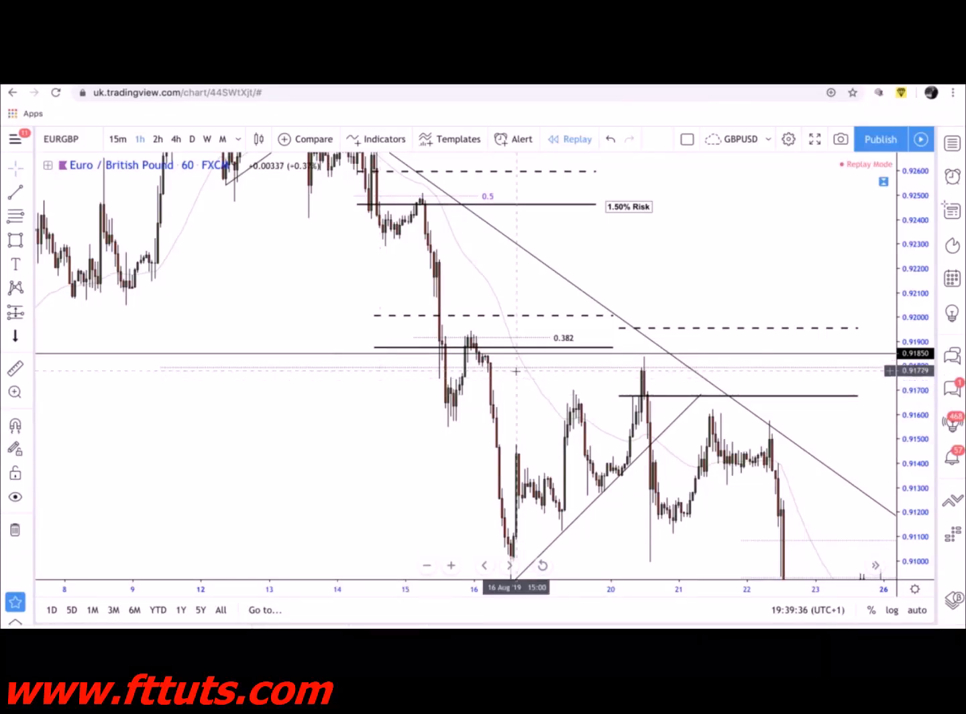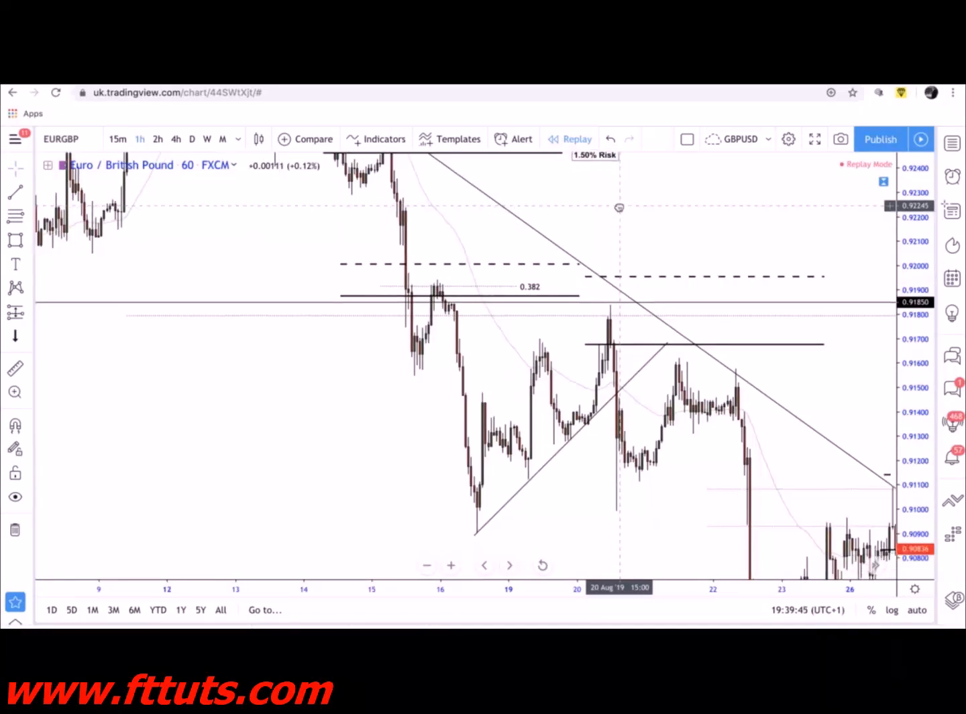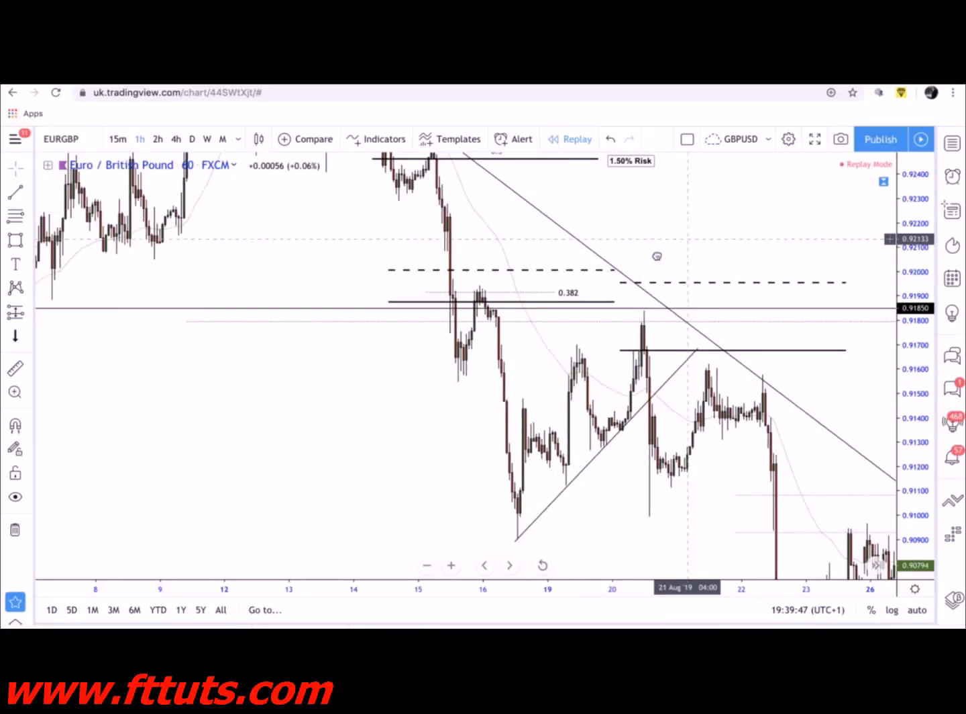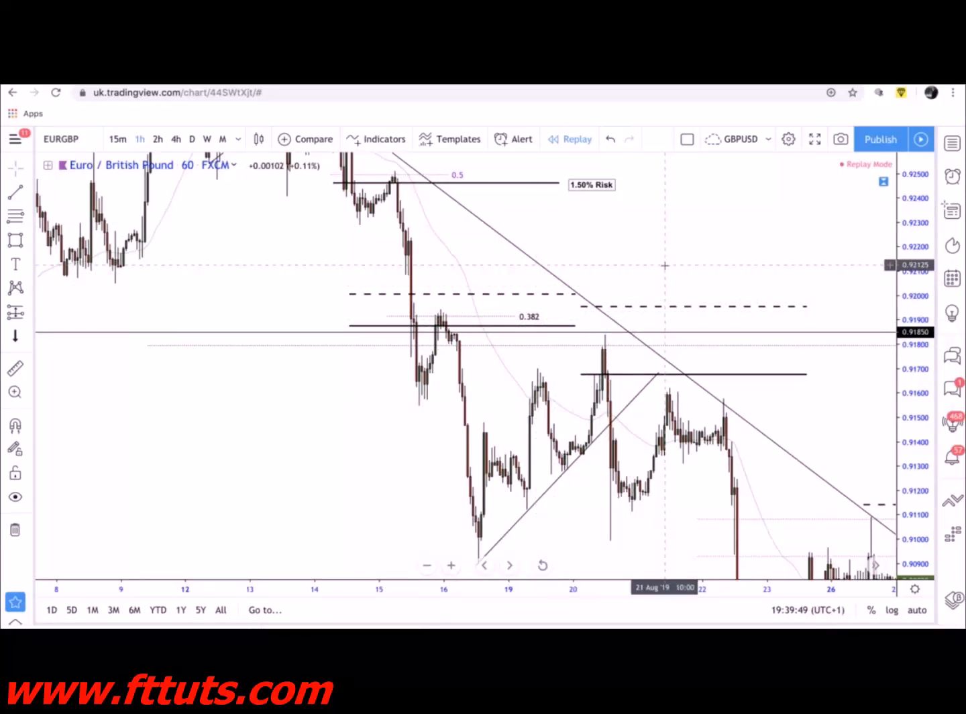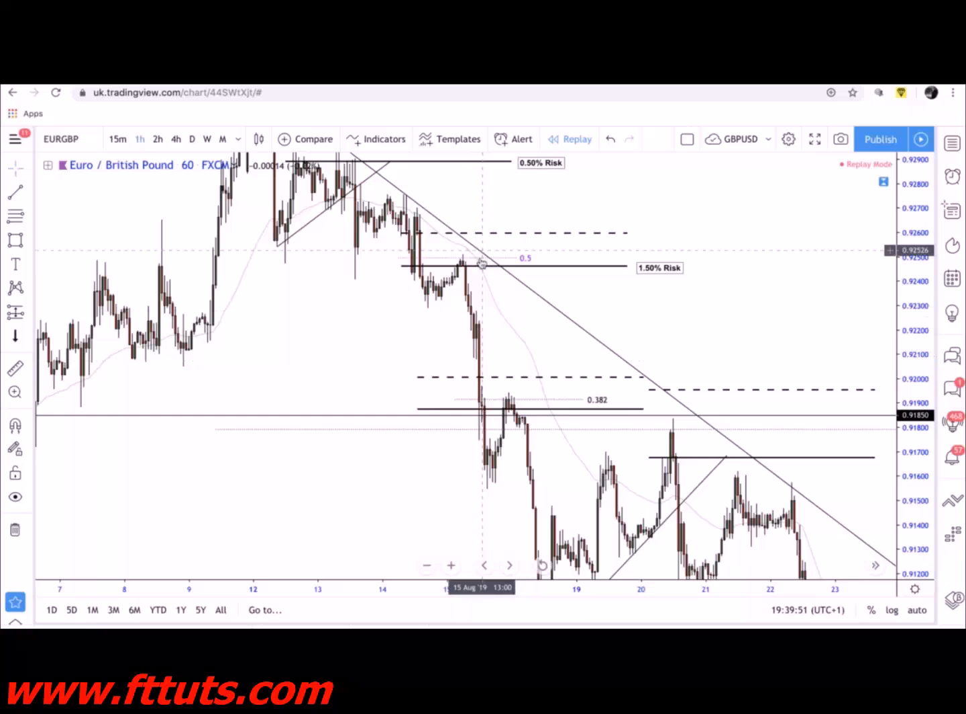So now what we can do is we can enter here as well. Okay, we can enter off these multiple taps here of the 38.2% fib with our stop losses above. Okay, so now what we can do with this is we can actually go in a little bit more risk. We can go in a little bit more risk because we've banked in all this profit. Right, so we can now move this. We can move this stop loss even further.